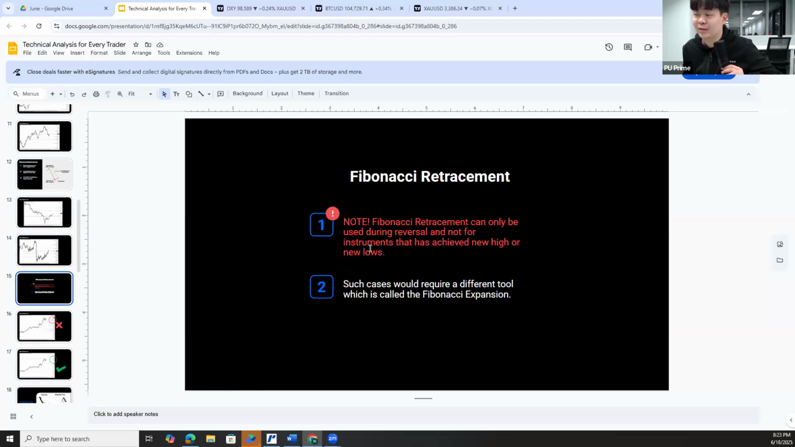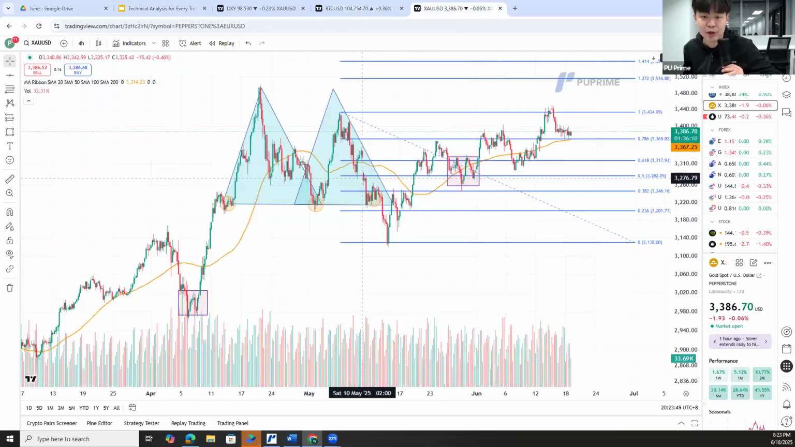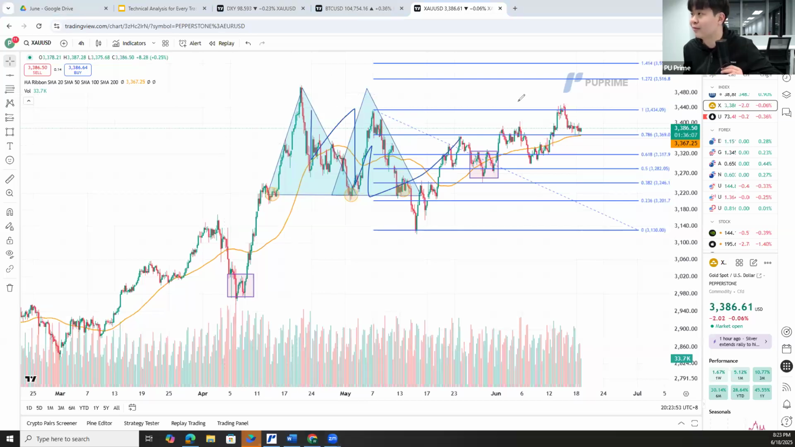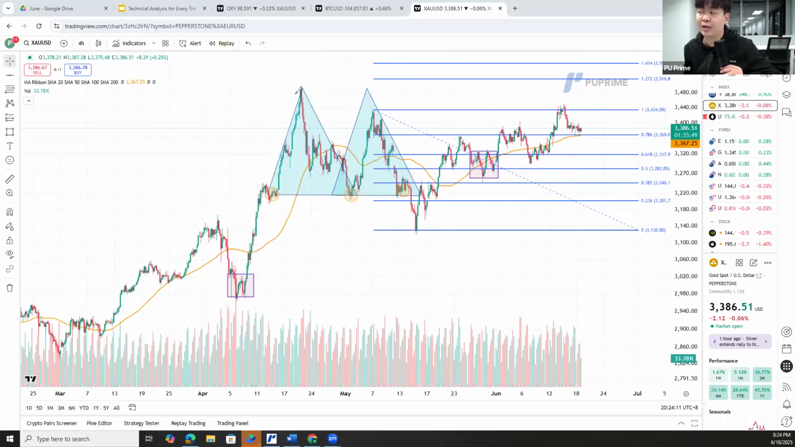And note that it's very important: Fibonacci retracement can only be used during reversals, and not on instruments that have achieved a new high or new low. So one of the examples is like, imagine we don't look around here. From here to here, we skip it. We understand that the gold price recently continued going up, going up, going up until this moment, then it stopped. Imagine these charts, you don't look at it first. So when the asset class is hitting the record high, if you still use the Fibonacci retracement to draw, you're no longer able to find the next resistance level. It will be empty already.